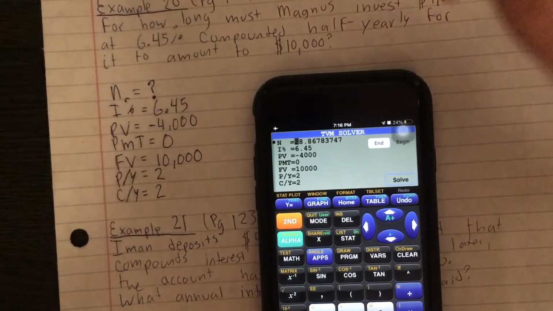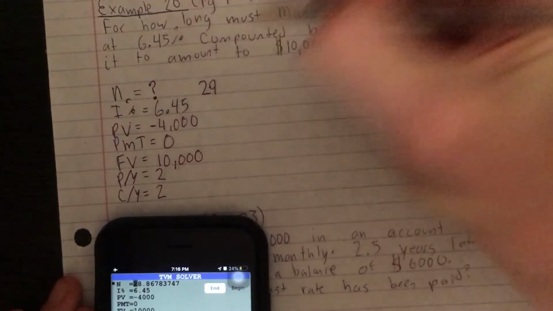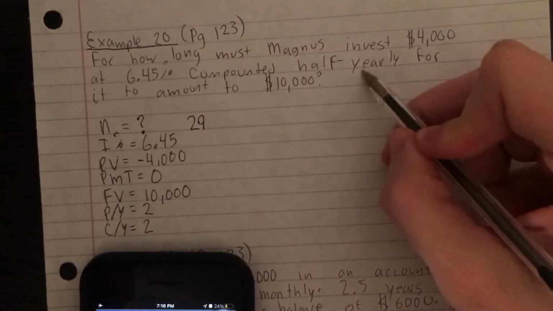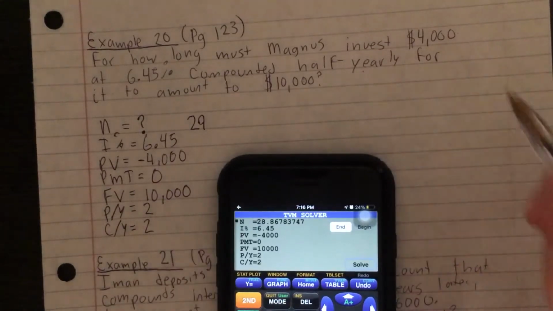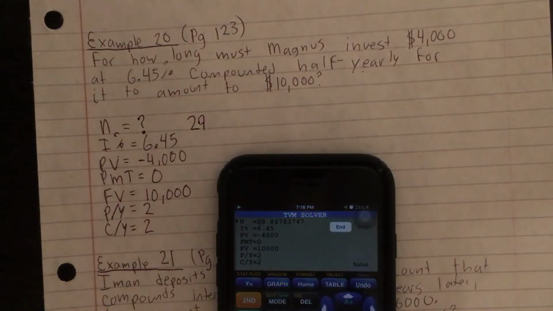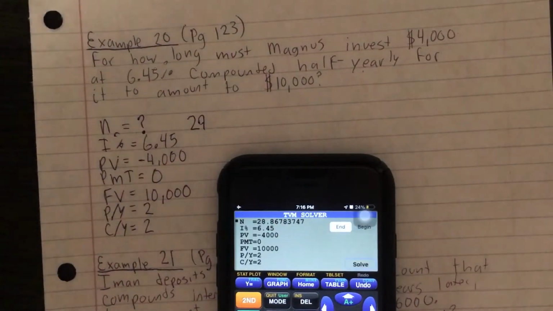28.8. I'm going to round that up to 29, because if it is compounding half yearly, you're not going to get the compounding until the next half. So that wouldn't occur until the 29th.